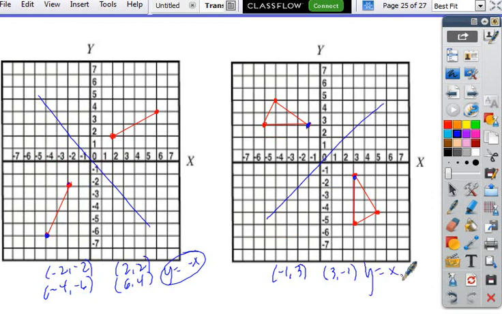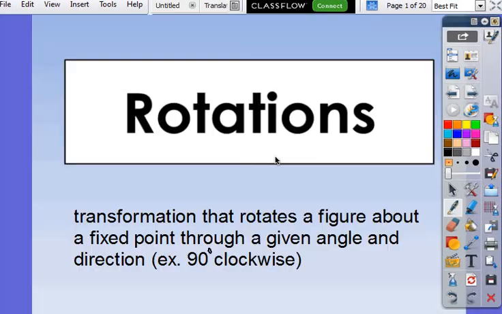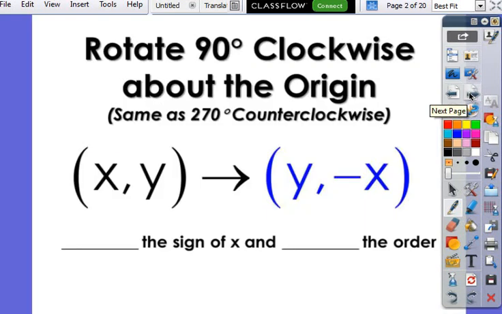All right, this is the one that gave us the most trouble, rotations. The problem was mixing these rules up with the reflection rules we just went over. If it's rotating 90 degrees clockwise, what does the rule say? Make the x negative. Change the sign of the x and swap the order.